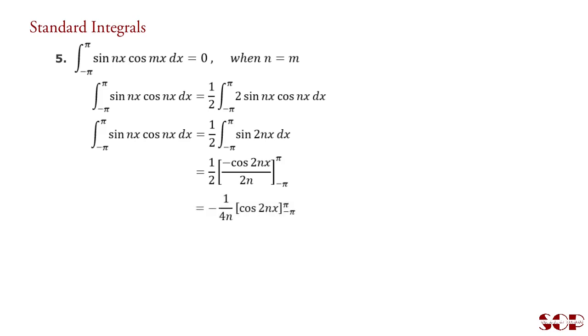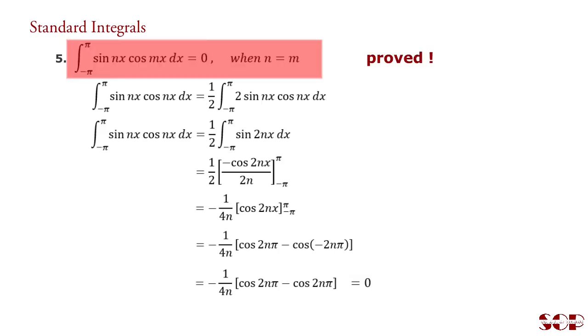Take 2n outside. So, the integral equals minus 1 upon 4n times [cos 2nx] with limits minus pi to pi, which is equal to minus 1 upon 4n times [by putting the limits, cos 2n pi minus cos of minus 2n pi], and this is equal to minus 1 upon 4n times [cos 2n pi minus cos 2n pi], that is 0. So, the integral equals 0. This is the value of the integral.